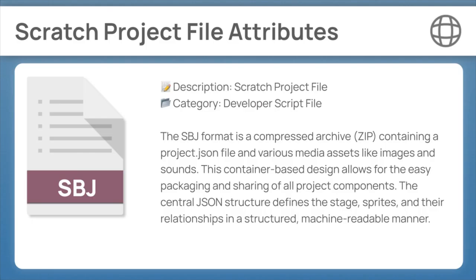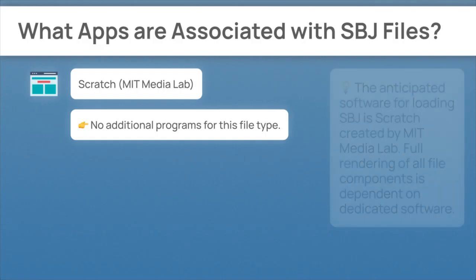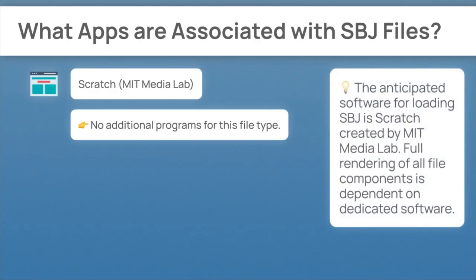The central JSON structure defines the stage, sprites, and their relationships in a structured, machine-readable manner. Your application default for SBJ should ideally be Scratch from MIT Media Lab. The file is locked by a proprietary indexing system Windows cannot read. Windows can reveal the source, but running the script requires the correct command line environment.